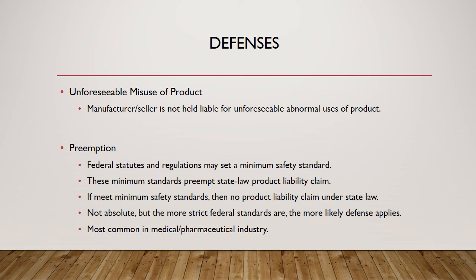Now, this defense is not absolute. There can be times when you can say that the federal statutes and regulations were not stringent enough, or they were vague or general guidelines, and were not sufficient to set a minimum standard such that there would be a conflict between state product liability law and the federal regulations or statutes. And so the more strict the federal standards are, the more likely that you have a preemption defense.